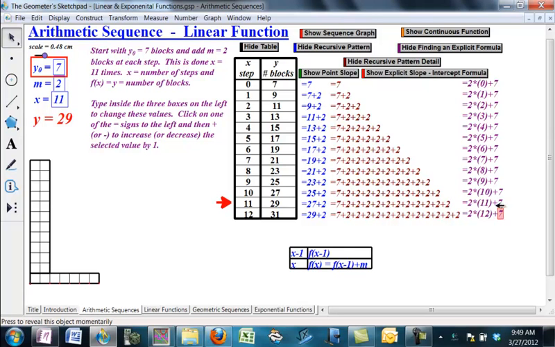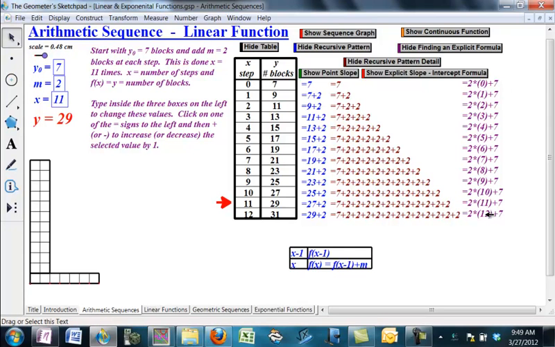So where is the 7? The 7 is the number of blocks that we had at the beginning. 7 blocks here at the beginning. That's what we started with. That's our y sub 0, and that's our y of 0. That's our output when x is 0. So that's our starting amount.